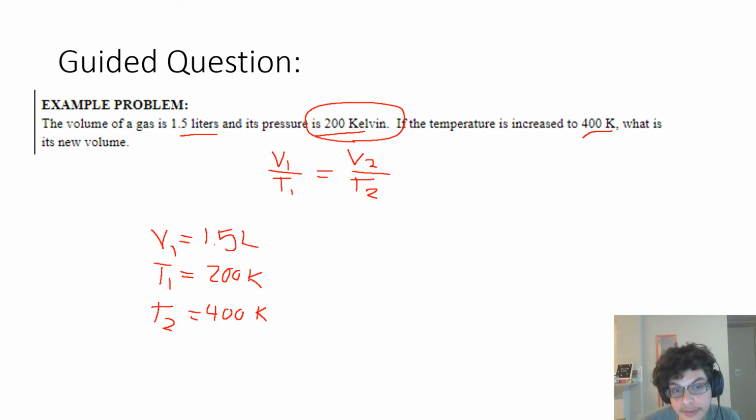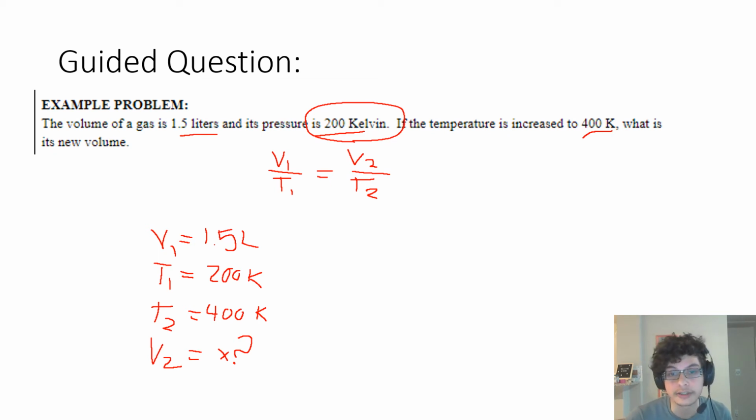And what is going to be my new volume? So my new volume, V2, I don't know. I'm going to write X or question mark or something. So I could plug these numbers in and solve it with the equation, but I also want you to think about the relationship and what's going on here as well. So if temperature in Kelvin is doubled, then you already know that the volume is going to be doubled as well. So 1.5 times 2, that's going to be 3 liters as your answer.